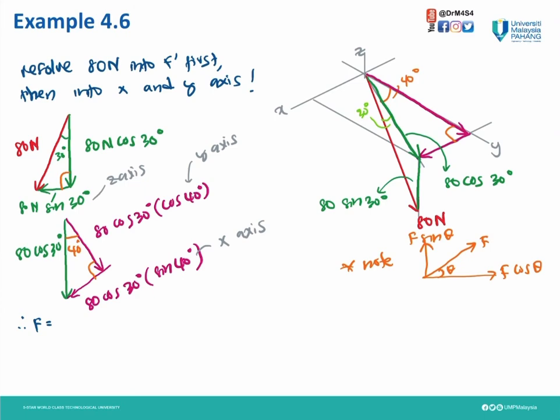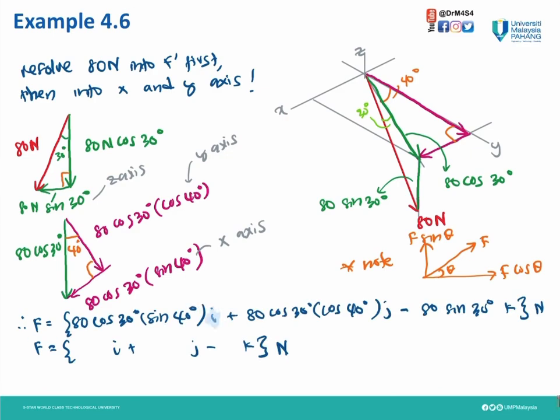We can write in Cartesian notation for our F. So on i is 80 cos 30 sin 40. j is 80 cos 30 times cos 40 degree. And for k is 80 Newton times sin 30. Because our C is below the positive z-axis, so minus 80 sin 30. Calculate that, then we have our force in Cartesian notation.